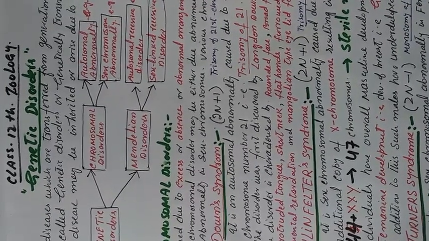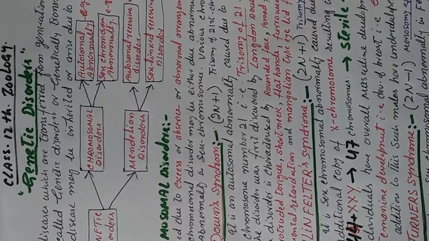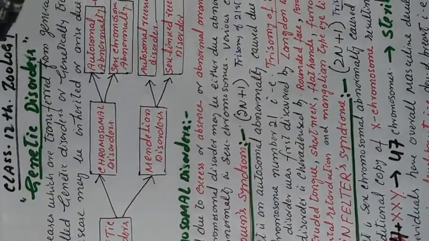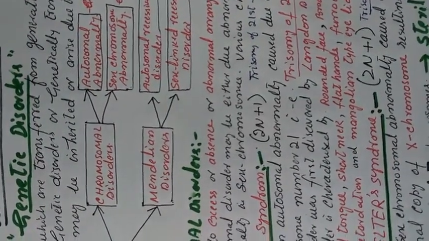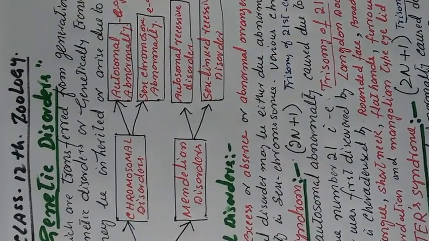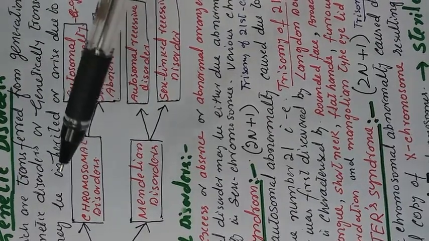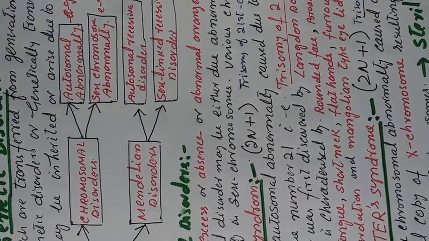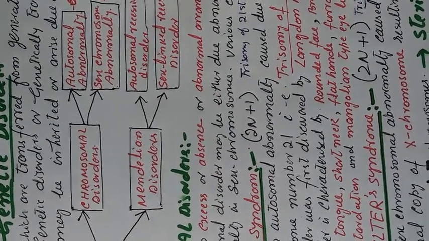Today we will discuss various genetic disorders. The diseases which are transferred from generation to generation are called genetic disorders or genetically transmitted diseases. These diseases may be inherited or arise due to mutation, which you have already studied in detail.